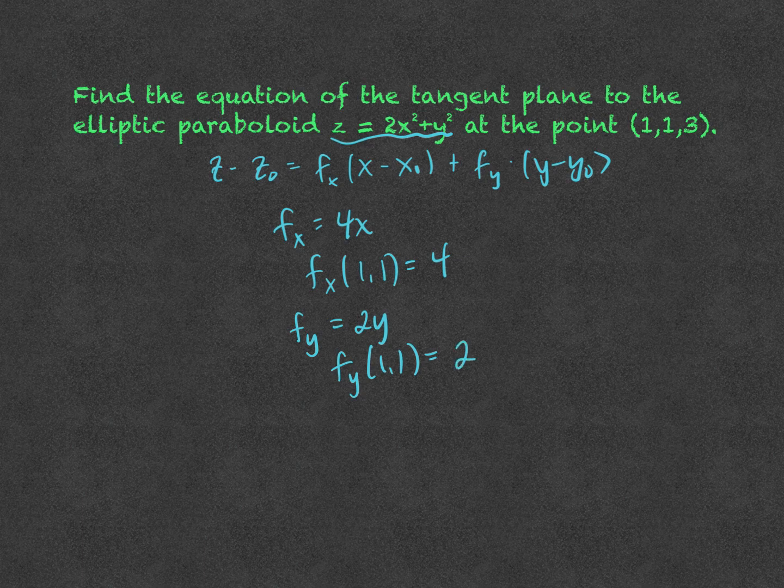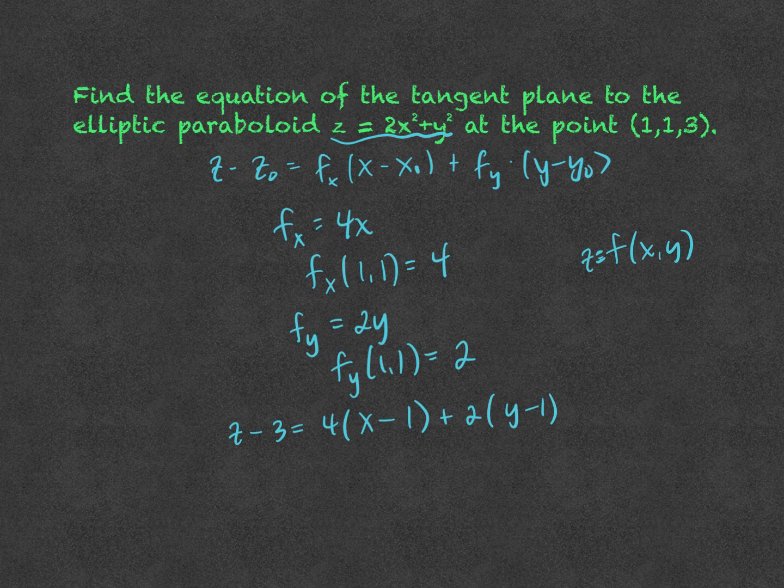we get 2. Now the reason we're using the point 1, 1 is that z is equal to the function of x and y. We have the point 1, 1, 3, but z is equal to the function. So that's why we're using the point 1, 1 in this conversation. So now we say z minus 3 equals our partial with respect to x, which is 4, times x minus x sub 0, the x from the point is 1, plus the partial derivative with respect to y, which is 2, times y minus 1.